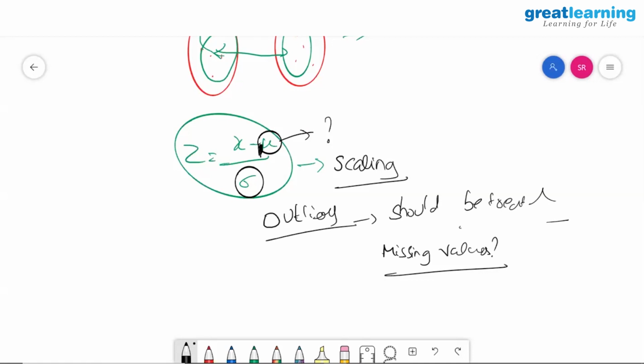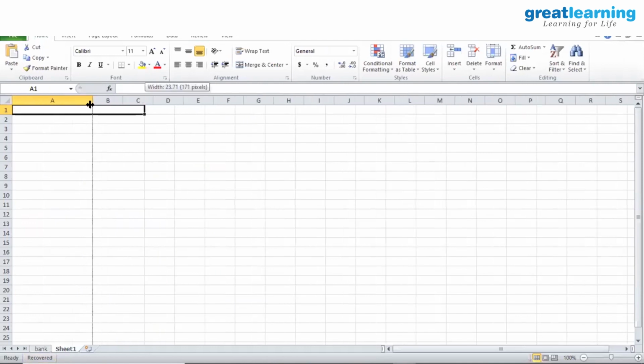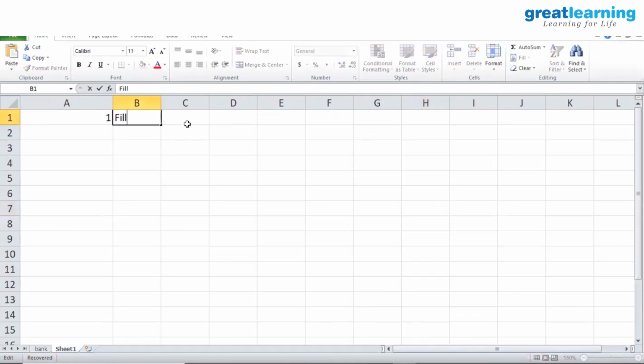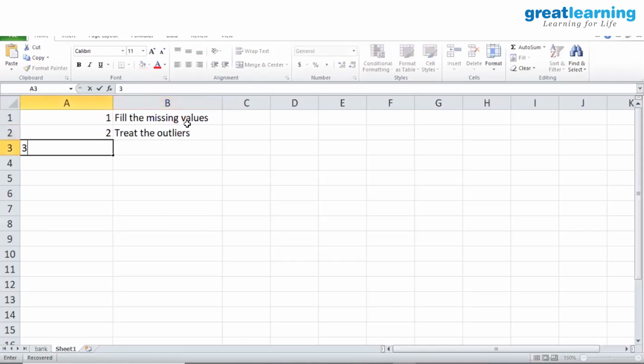There are 3 or 4 rules. Let us discuss the 3 or 4 rules before jumping into the k-means model. Rule number 1: fill in the missing values, the missing values percentage. The second one: remove or treat the outliers. And if the data is skewed, reduce the skewness.